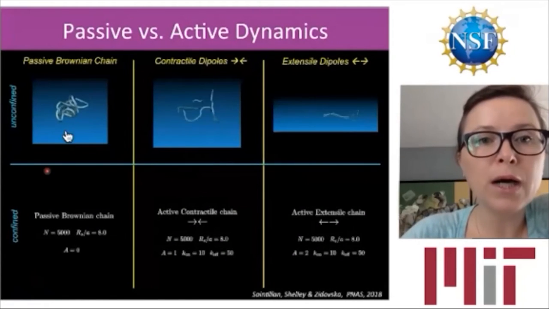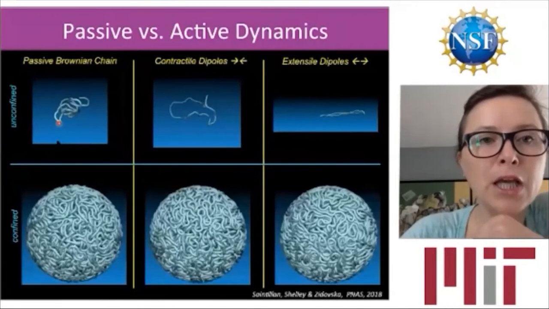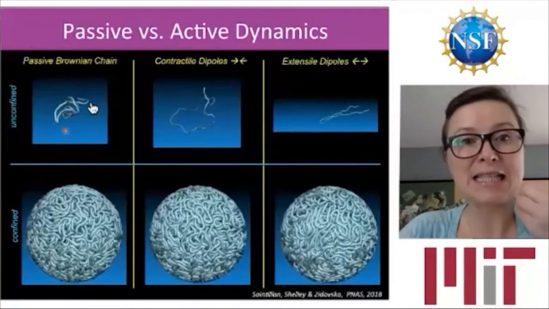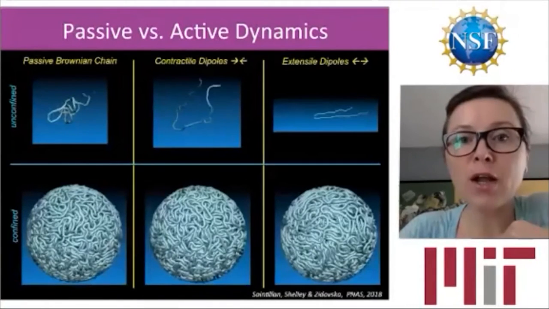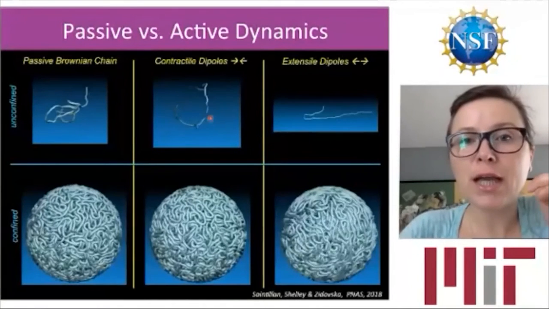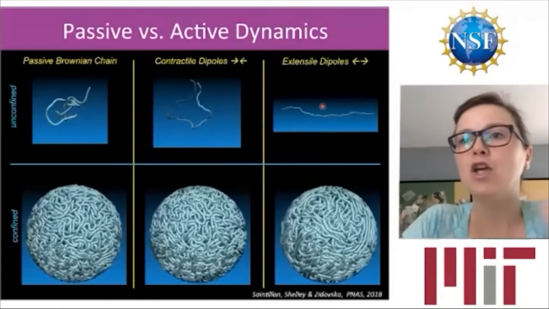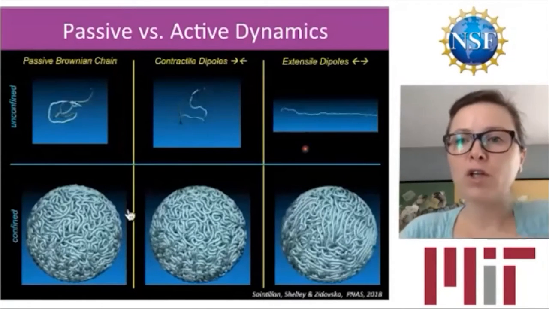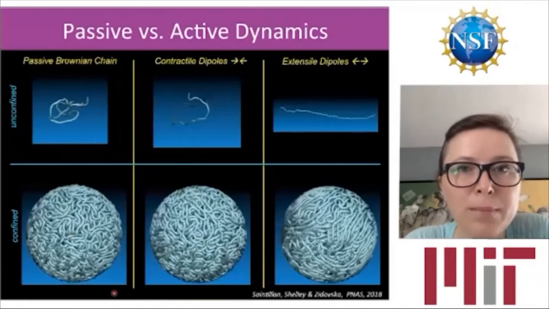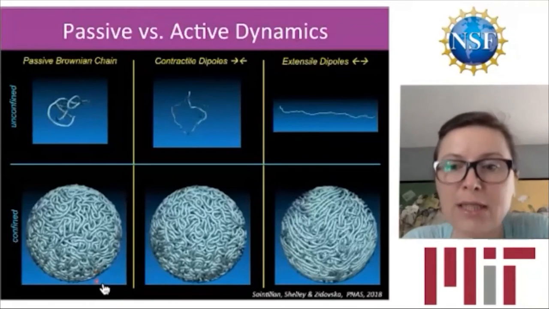Just to give you an intuition for our model, an advantage of which is that we can test both contractile and extensile dipoles. Here's a chain. When you add contractile dipoles, so inward forces, you see that the chain exhibits more accelerated Brownian dynamics, whereas for extensile, you start to see the chain align. Here in the bottom row, you can see three movies now for the Brownian, contractile and extensile cases for the long chain in the confinement.